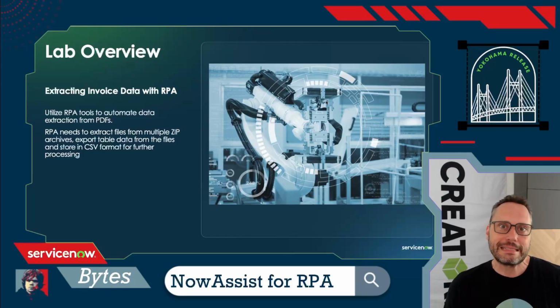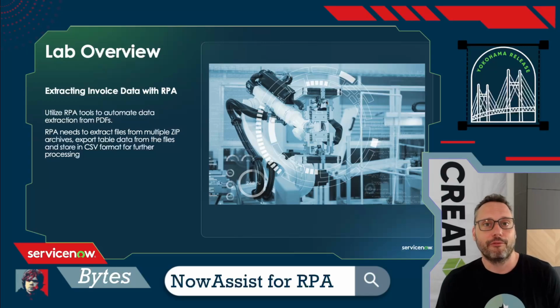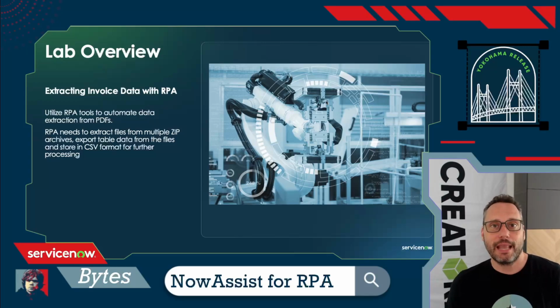The scenario for this lab that I came up with is that we receive a set of compressed invoices and we need to extract information out of them. So the task for our robot would be find the compressed zip files, extract all the invoices in PDF format out of them, and then find line item information, tabular information on these files, extract that as CSV and store it so we could process them further.